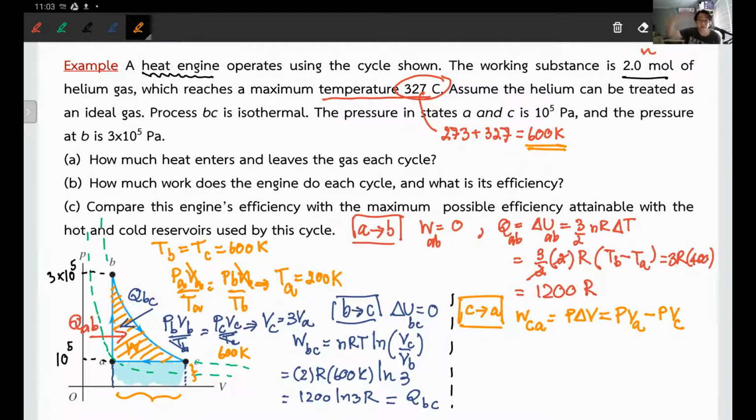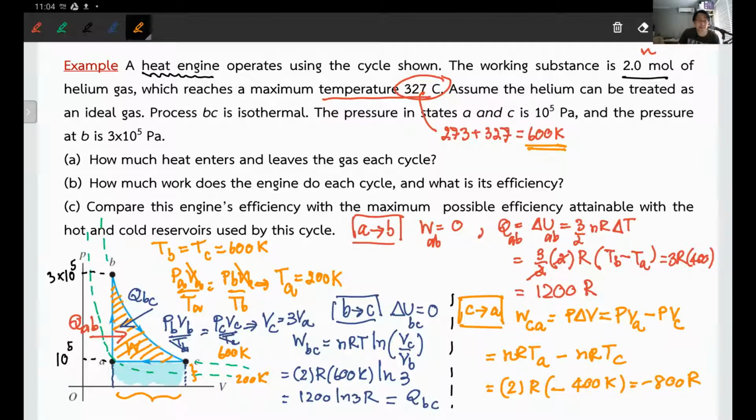We manipulate equations of state all the time. So PV at A is going to be NRT at A. You guys know PV equals NRT all the time. PV at C is going to be NRT at C. We know the temperature is 600K at point C, and it's 200K at point A. So perfect. N is 2, R is R, TA minus TC is just negative 400K. So it's negative 800R. You guys with me? Cool.